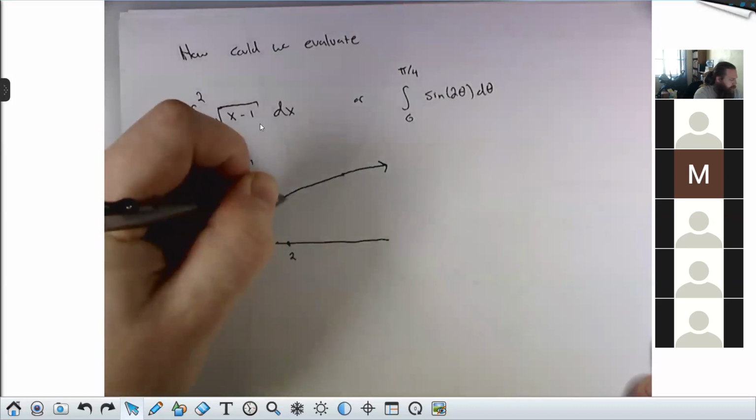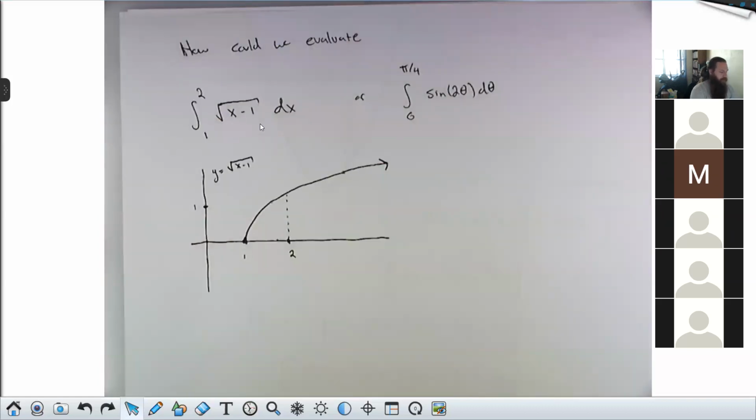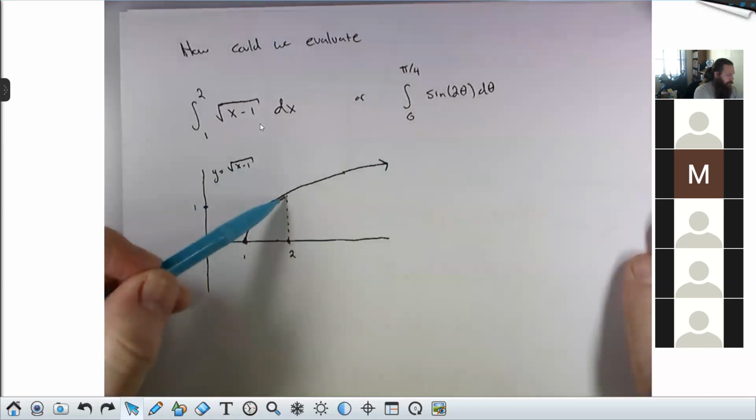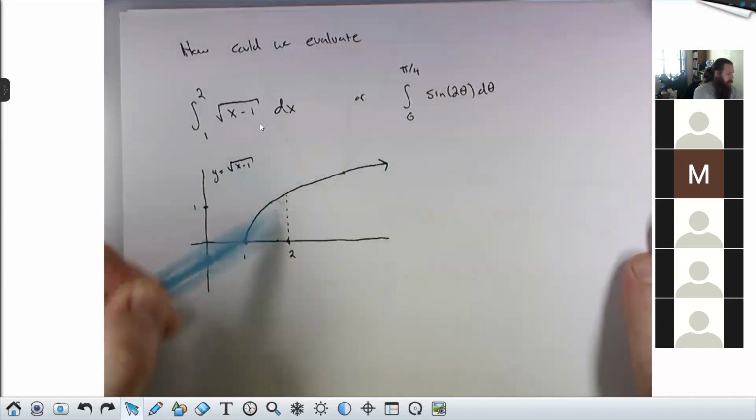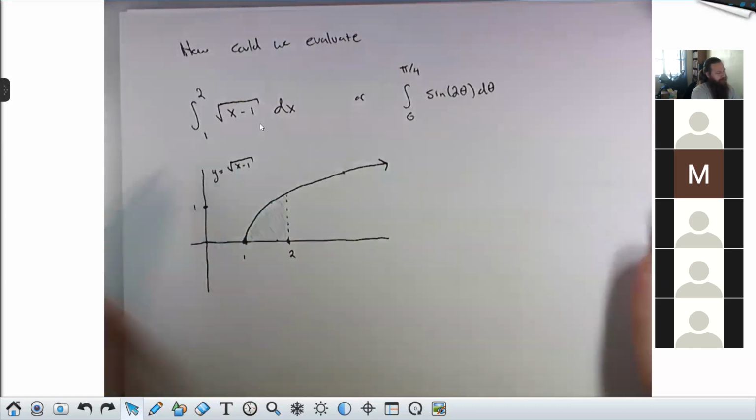What we're looking for here is the area from 1 to 2 under this square rooty fellow.